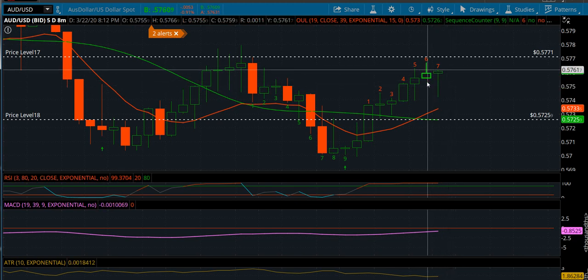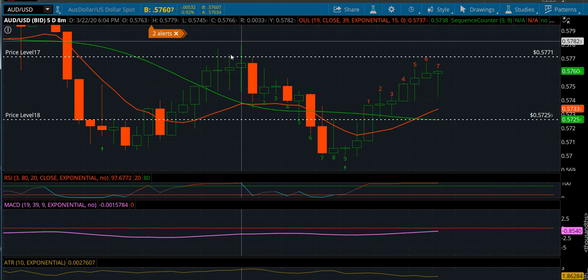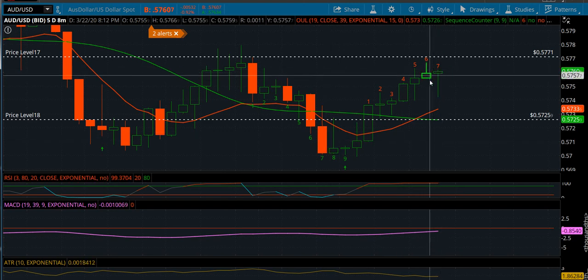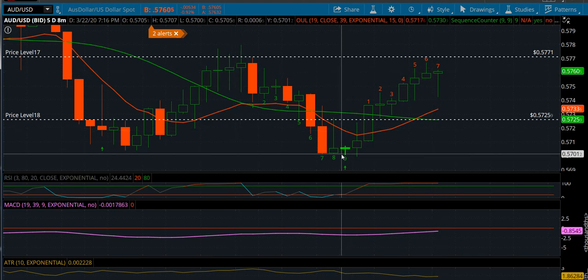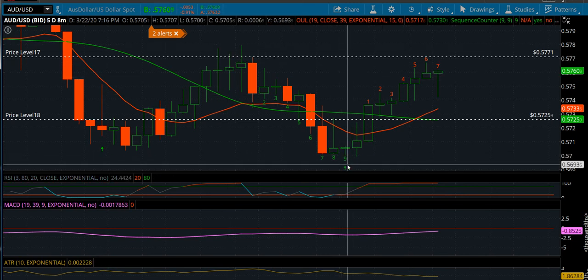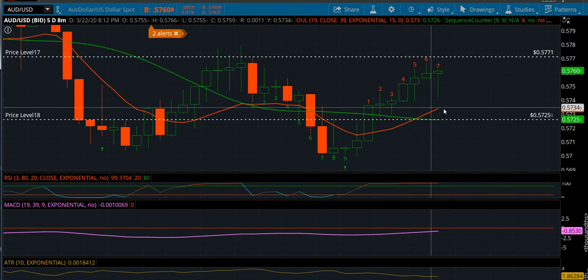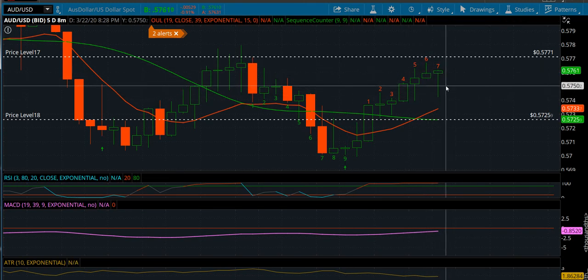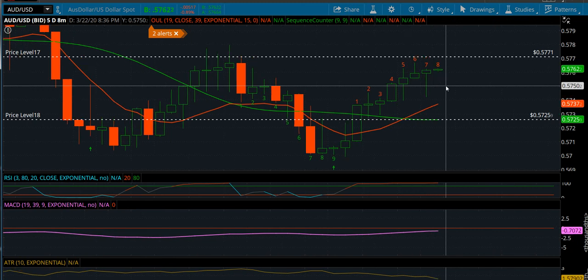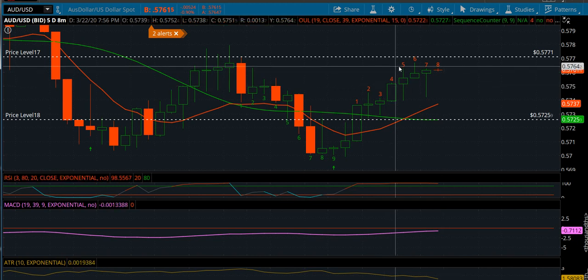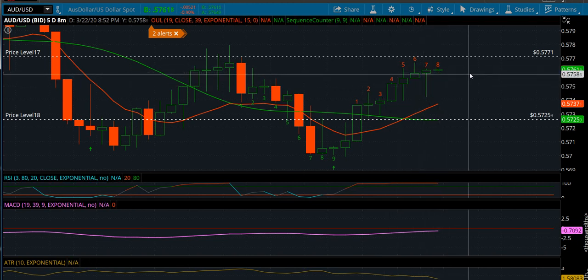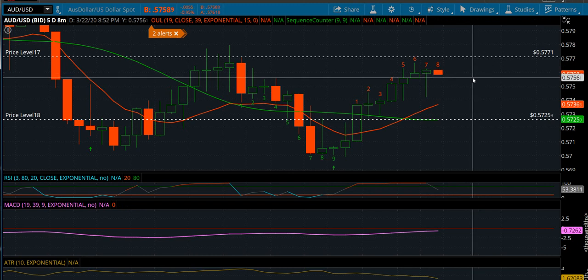Okay, a hammer in a spot like this, you know, a hammer is only a hammer after a downtrend. After a downtrend. This hammer here, in the spot that it's at, has zero meaning. Zero. So keep that in mind. It's a good thing to write down and remember.